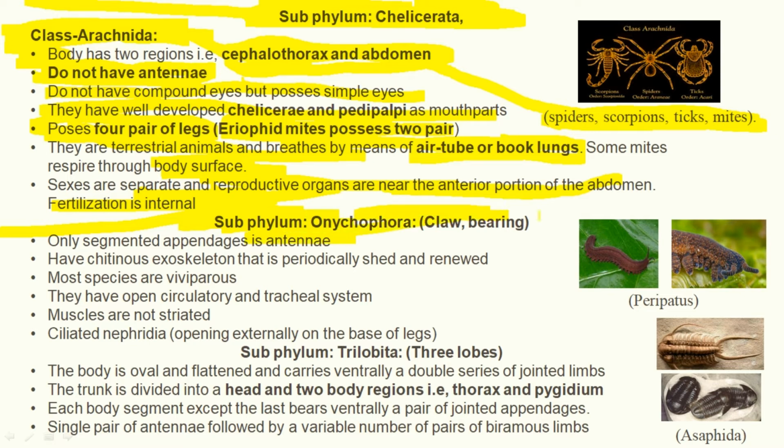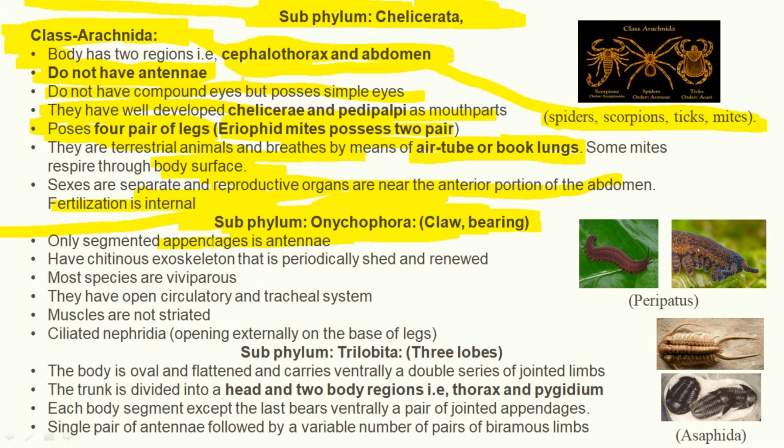Okay, then come to the second one. The second subphylum is Onychophora. Why the name Onychophora? These are claw-bearing organisms. Onycho means claw, phora means bearing. Claw-bearing organisms are grouped under this subphylum Onychophora.